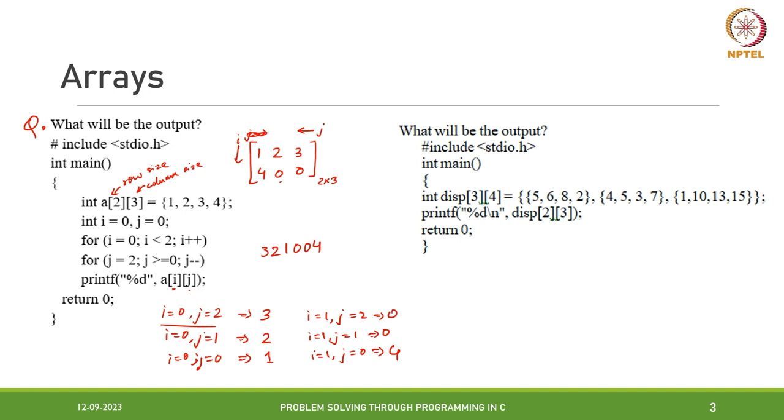So this is what is going to be printed, because you can see you are printing only %d, no space, nothing. So it will just print the numbers next to each other. So the output from this code will be 3, 2, 1, 0, 0, 4.